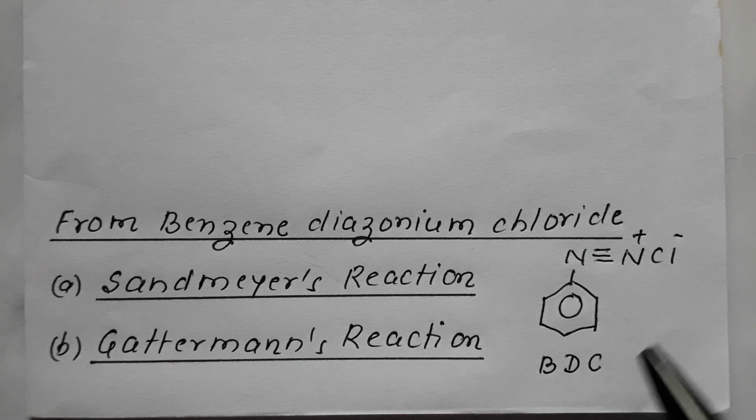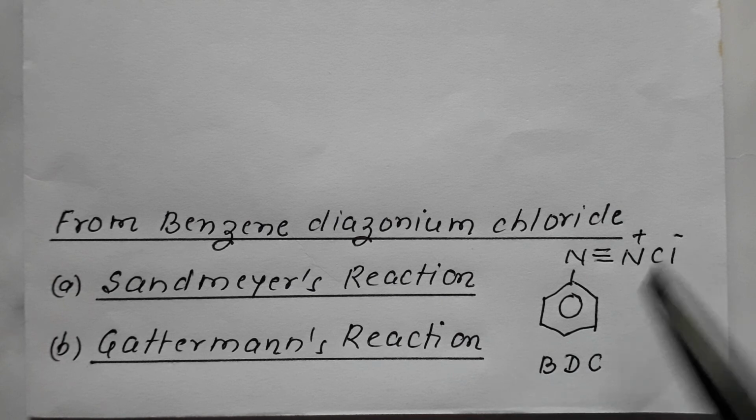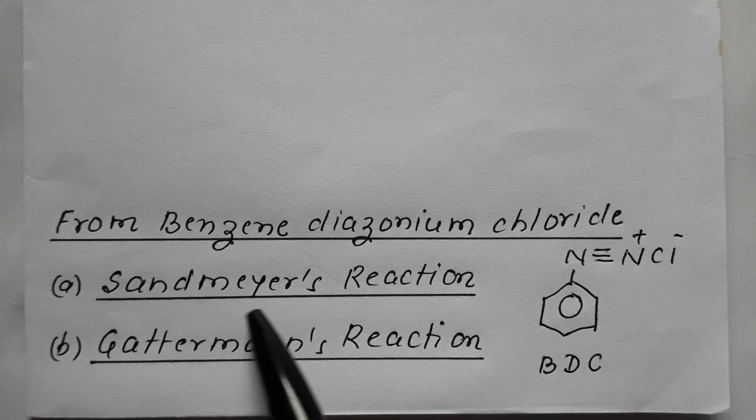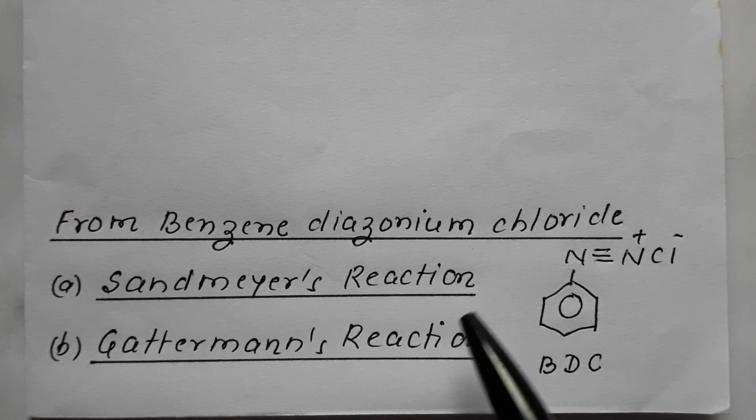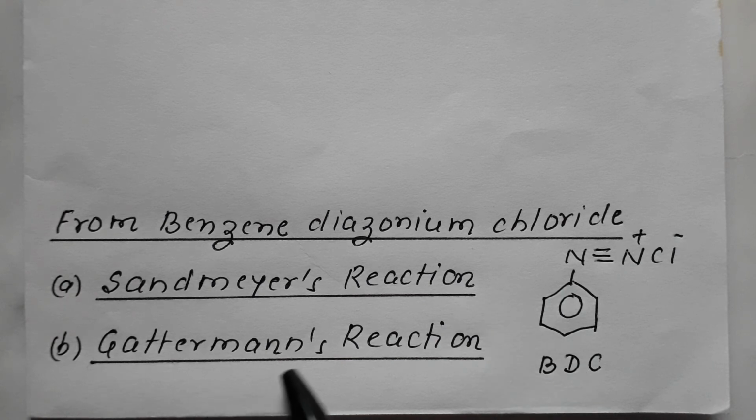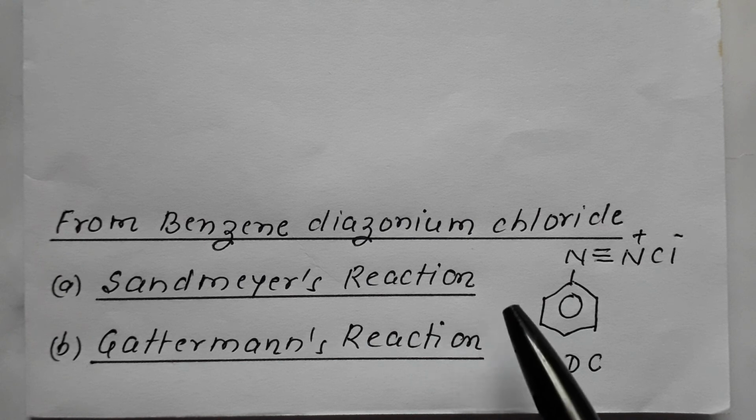When this benzene diazonium chloride is converted into haloarene by using a salt of copper, then it is termed as Sandmeyer's reaction. And when it is done using copper metal, then it is termed as Gattermann's reaction. Sandmeyer's reaction when a salt of copper is used, Gattermann's reaction when copper metal is used.